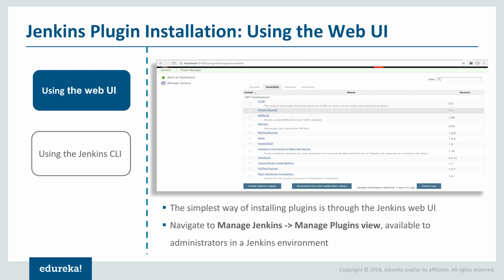So when you go to the Manage Plugin view, you will have 4 different tabs: Updates, Available, Installed, and Advanced, and you can use any one of them. And most of them are actually self-explanatory. As you can expect, Available will show you all the available plugins which you can go ahead and install.